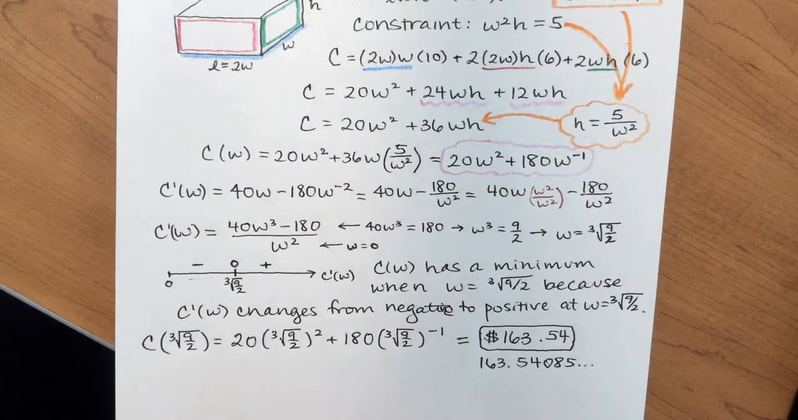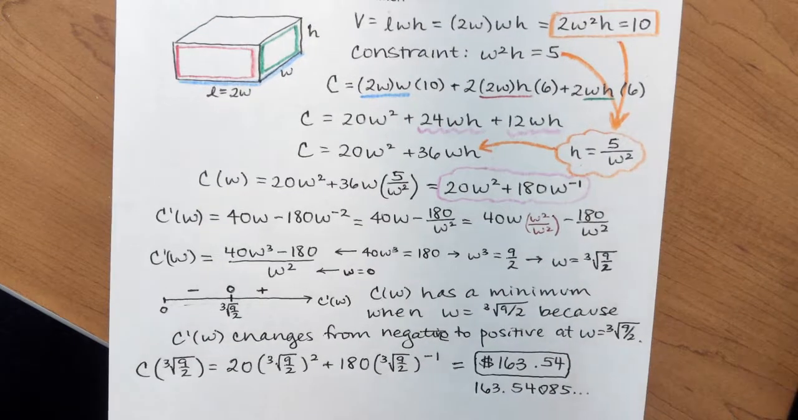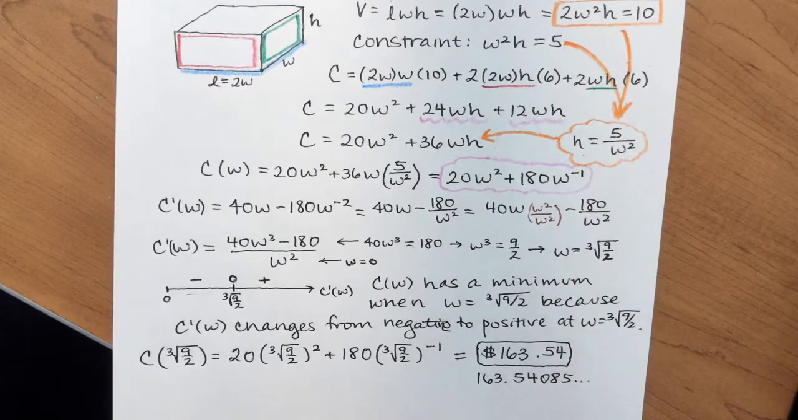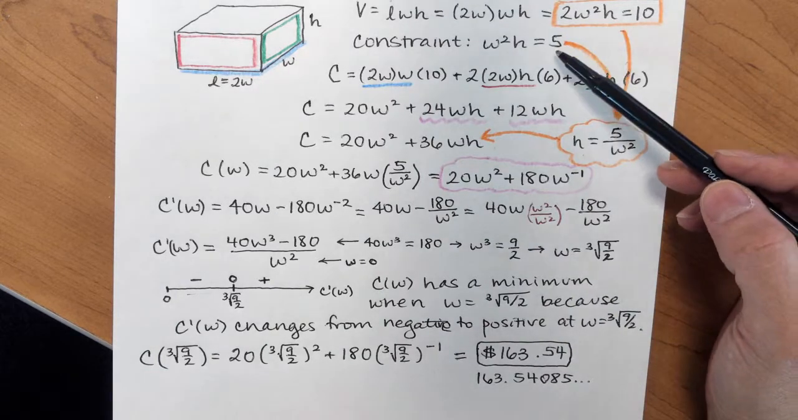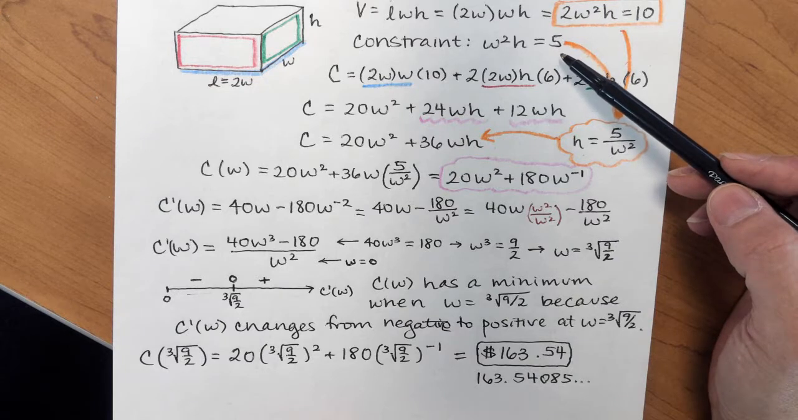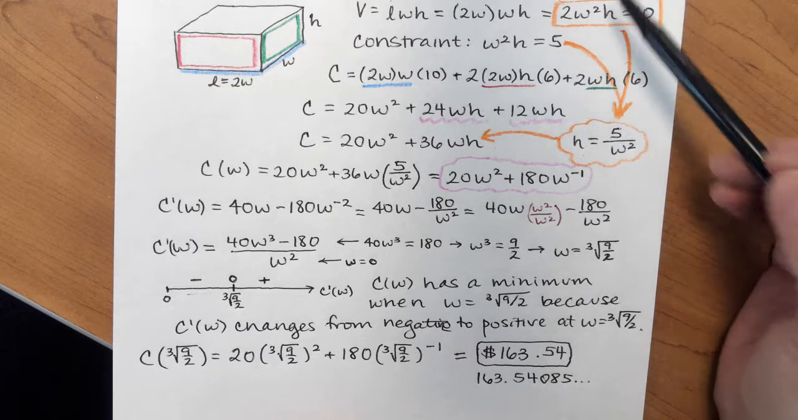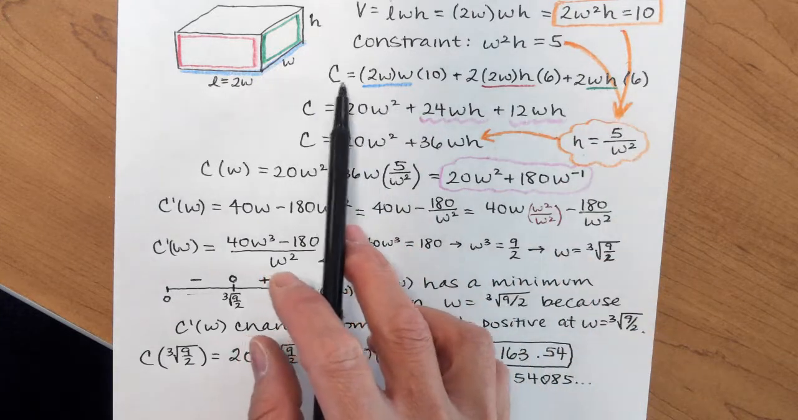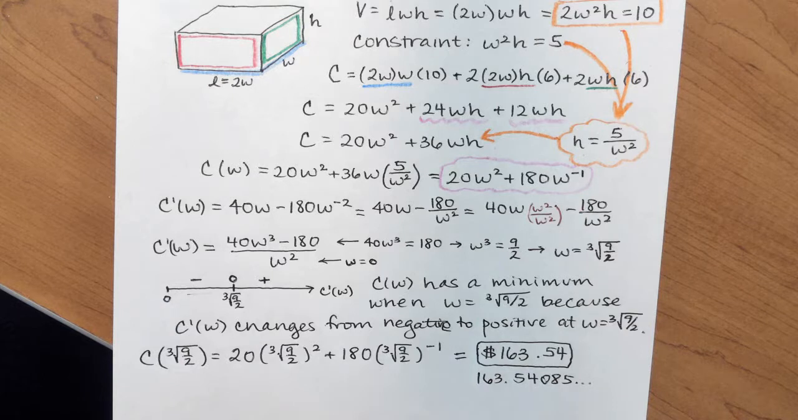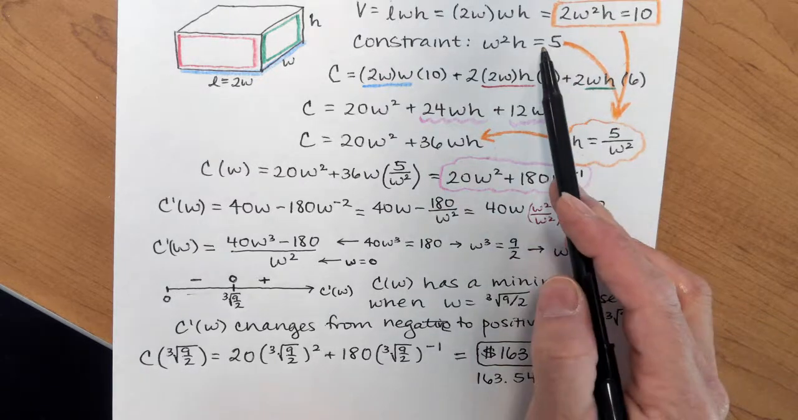So again, let's review what we did here. When you have an optimization problem, you want to figure out what is the constraint in your problem. Our constraint was that the volume of our box had to equal 10 cubic meters. Then you write an equation for what you're trying to optimize. I was trying to optimize cost. So this is my cost equation. In order to take the derivative, you need to simplify your equation by eliminating a variable using your constraint.